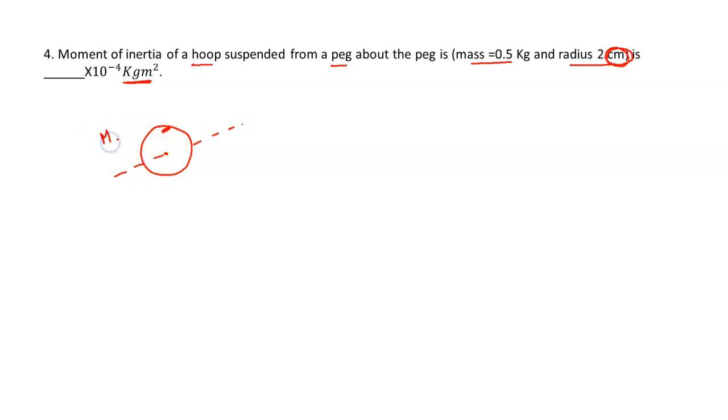Let us assume the mass is m and the radius is r. About its natural axis, the moment of inertia of the ring is known as mr square. The distance between the natural axis and the given axis of rotation is also equal to r. So if I want the moment of inertia about this axis, I can apply the parallel axis theorem. According to the parallel axis theorem, I will be equal to IC plus MD square. Here IC is mr square and D is also equal to r. So mr square plus mr square will be equal to 2mr square.